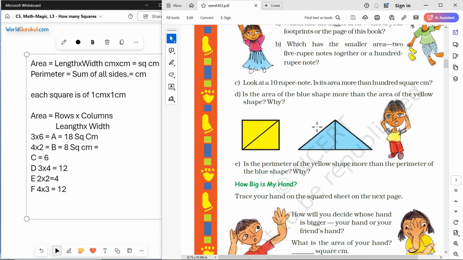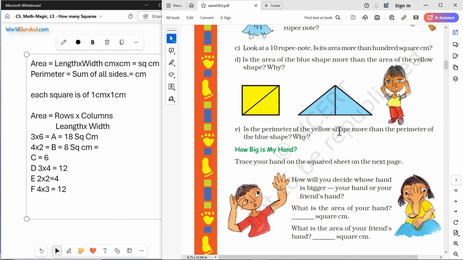So if it's a rectangle, the height of these two objects seems to be the same, but the length at the bottom is more for the blue. In this case, the blue shaped object is having more area than this yellow square, right?